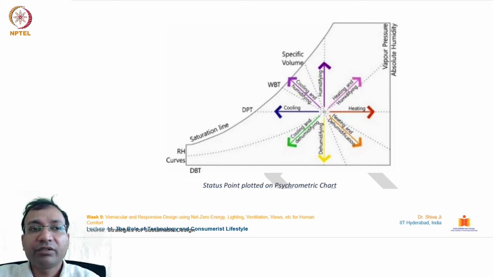In this slide you can see the status point plotted on the psychrometric chart. It shows what kind of conditions are required if we are moving from this standard balanced place in these many directions. If you are moving up, humidifying is an important factor. In this direction heating and humidifying, in this direction heating is needed. On this side cooling is needed, and on this side cooling and humidification is needed. This side needs cooling and dehumidification.